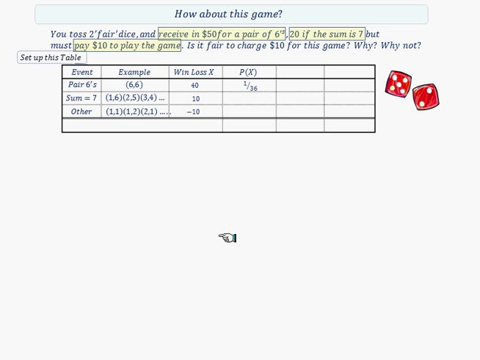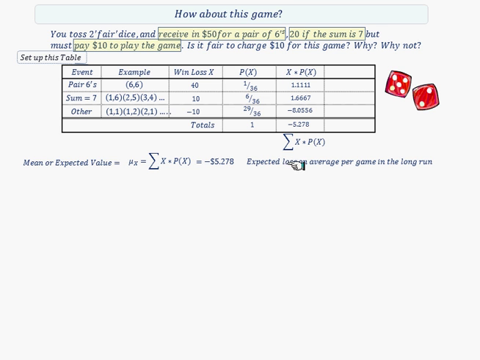Now P of X, of course, is 1 in 36 to get a pair of sixes. Sum of 7 is 6 out of 36. And the other is just 1 minus the sum of the two above it. And the total must be 1 for this column. X P of X is coming on the screen now, minus 5.278, and this is called the expected value. And so we can expect a loss on average per game in the long run of $5 and about 28 cents.